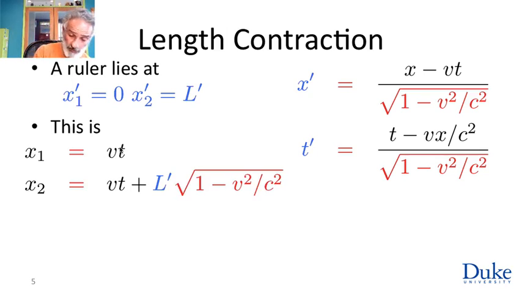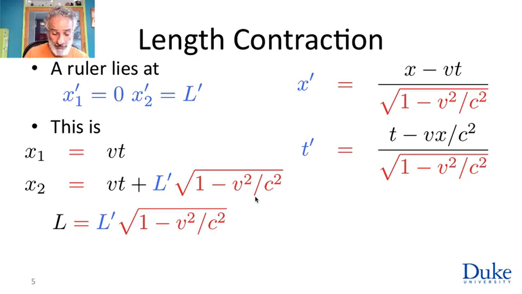Well, good. Both ends of the ruler are moving to the right at speed v, because it's at rest in the moving frame. And the distance between them is constant. Good, the ruler is not wiggling. What is the distance between the two ends at any given time? At any given time, this is the distance between the two ends of the ruler. So this is what you'd call the length of the ruler. And so I conclude that the length of the ruler is this number.